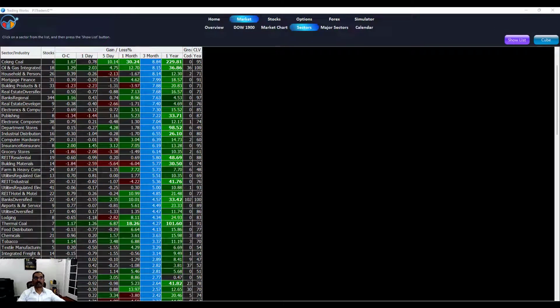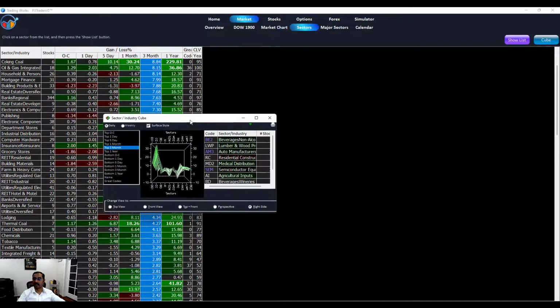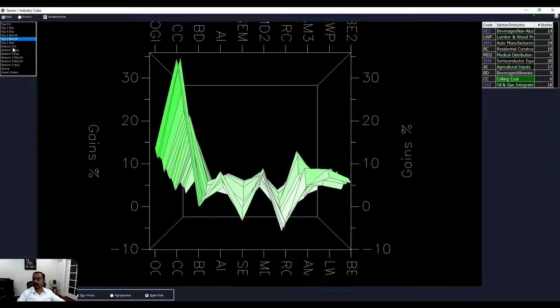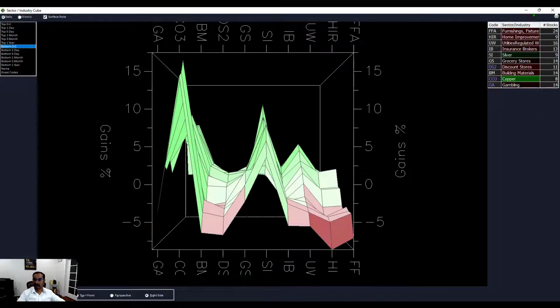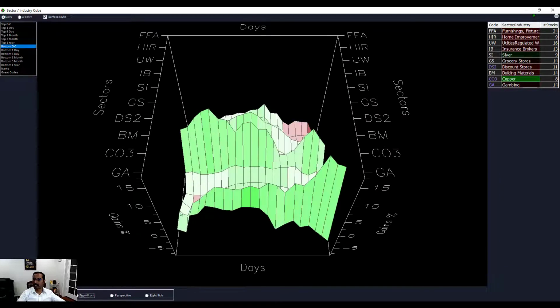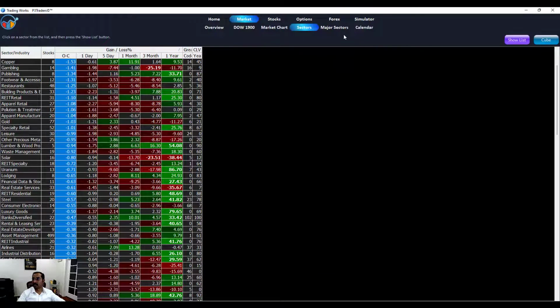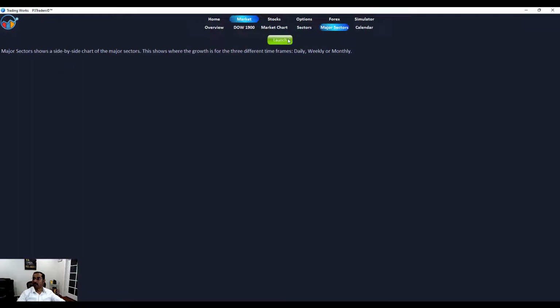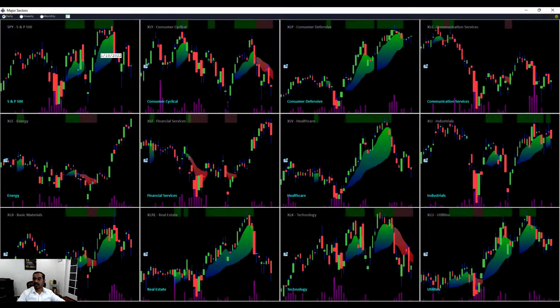And we have some intelligence around it, where you can see the cube modeling on each of these sectors and how it performs. This gives you a dissective idea of how that particular sector behaved based on the days, months or years for your decision making process. Major sectors in this area, you will see the ETFs.